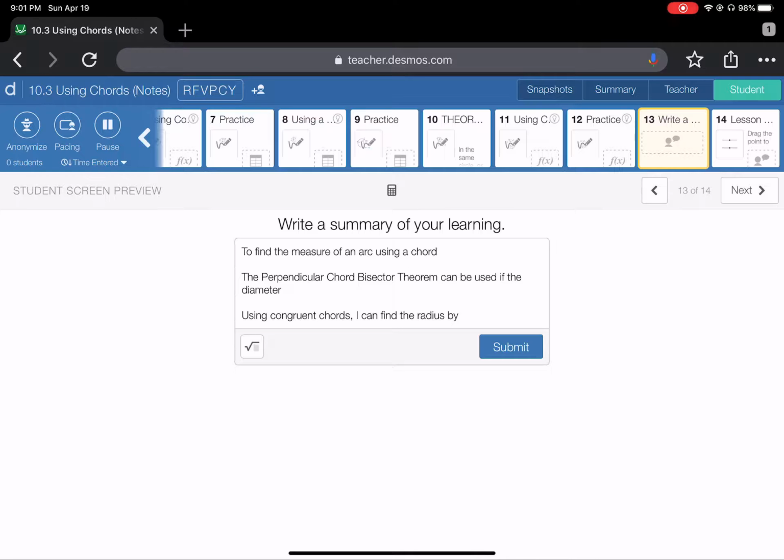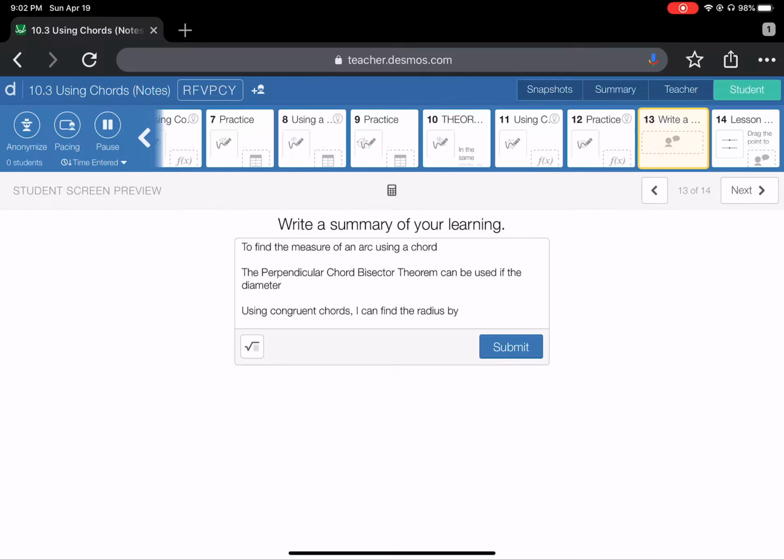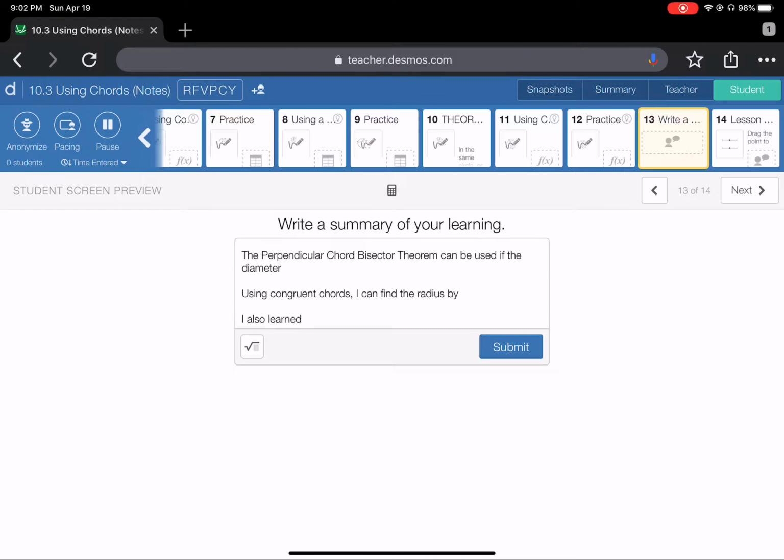All right, so in this lesson, you should have learned how to find the measure of an arc using a chord. You should have learned about the perpendicular chord bisector theorem, as well as its converse, and how it can be used in sequence with the diameter to find missing measurements, and how to use congruent chords to find the missing radius.